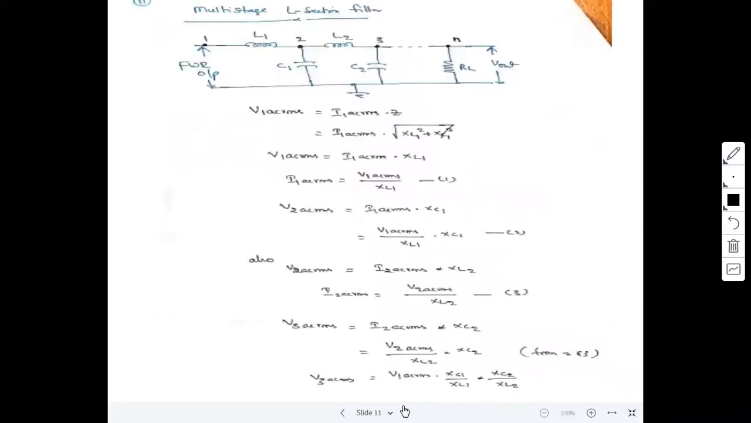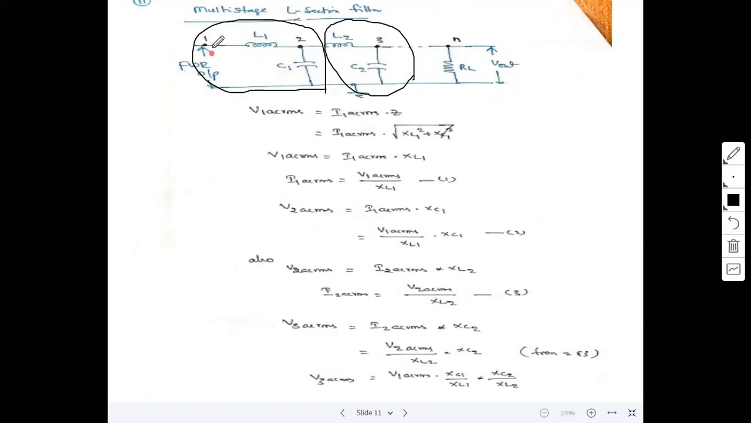Now coming to the multi-stage L section filter. This is the first stage L section filter, this is another second stage L section filter, and so on, right? These filters are connected in series, this is the first L section filter, this is another second L section filter, and these are connected in N stages. Now in this case, what is the ripple factor, right?